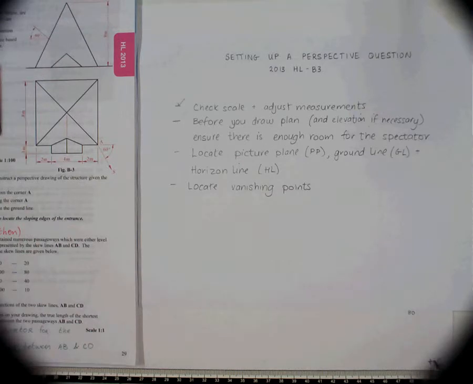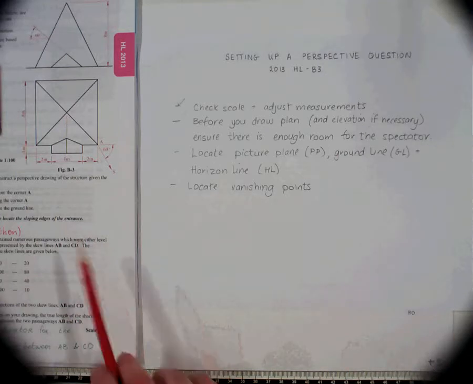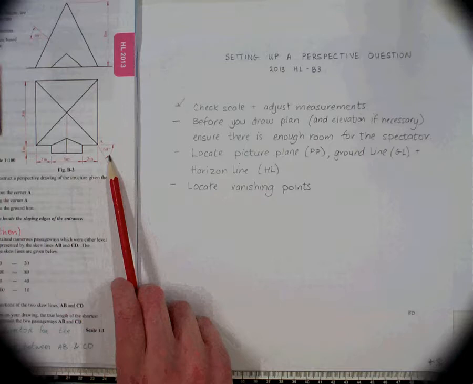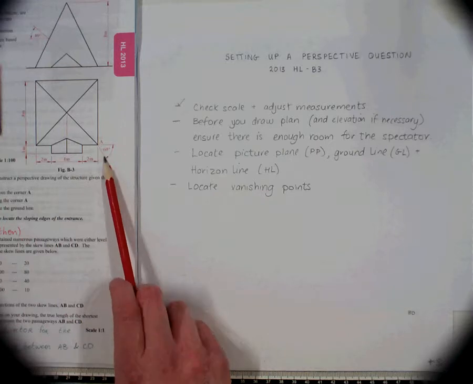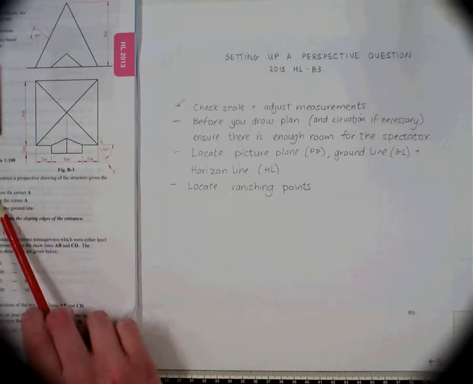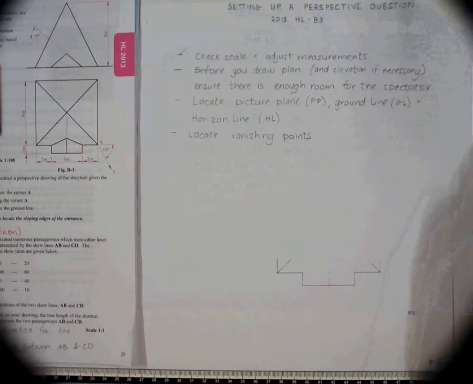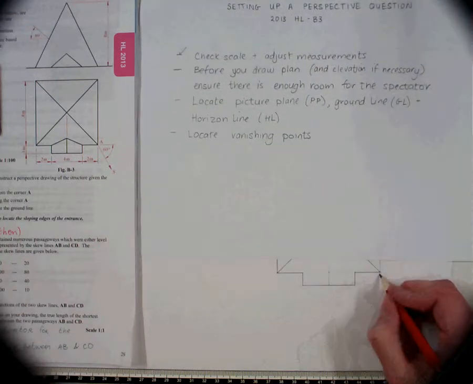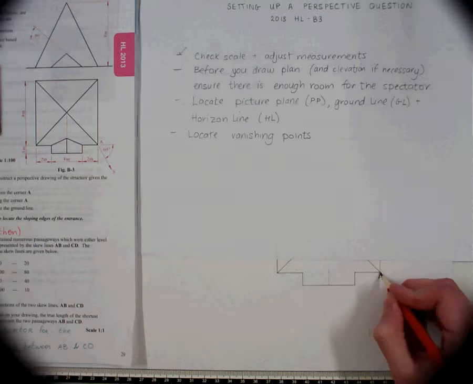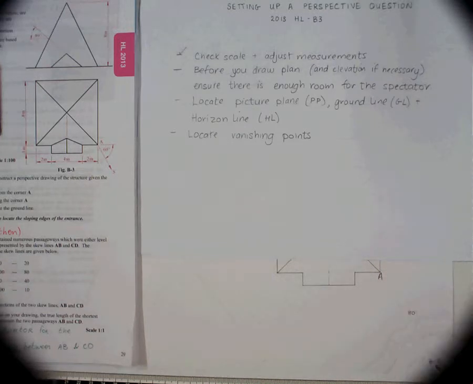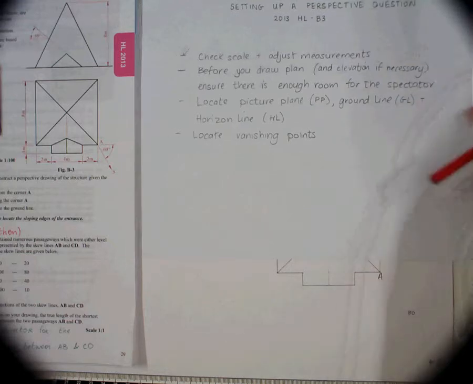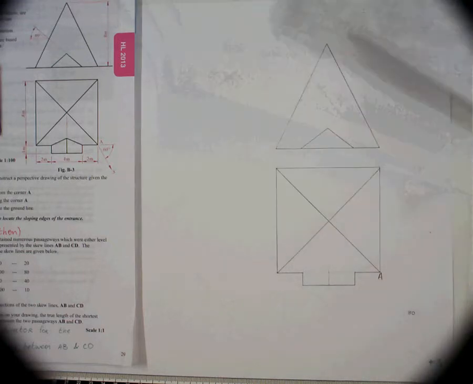You can now draw the plan and elevation of your question. Again, in your question you're asked to keep the spectator at 60 degrees from corner A and keep it 8 meters or 80 millimeters away from corner A. So label your corner A, measure down 80 millimeters at 60 degrees to your spectator, and then you can draw your plan and elevation. You should have no problem drawing your plan or elevation for this question.